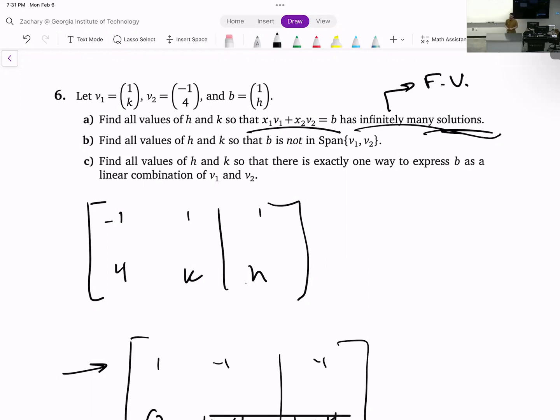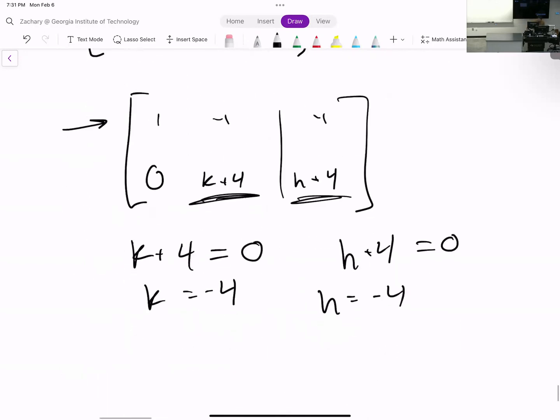For something not to be in the span, what does that mean? There's like 15 different definitions, but inconsistent is a really, really good one we like. So for this instead to be inconsistent, k plus 4 has to be 0, and h plus 4 has to be not 0. Exactly. Because then we would have a 0 and we would have a not 0. And then we would have a pivot in the rightmost column. This is inconsistent. B is not in the span. Okay. Make sense? Cool. So the answer to that one is just rewriting h not equal -4.